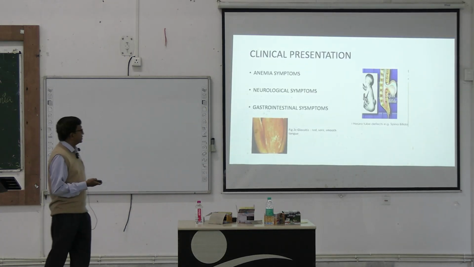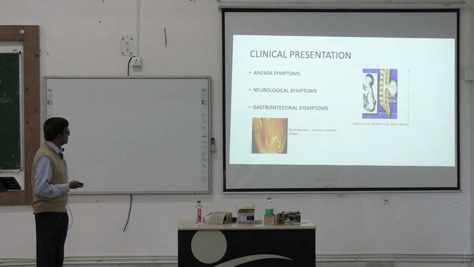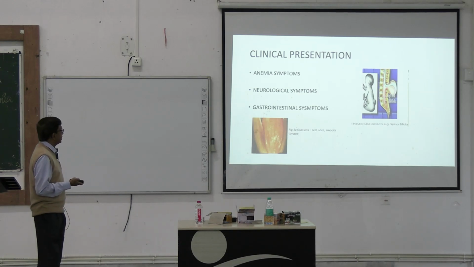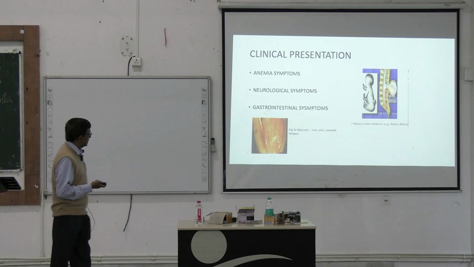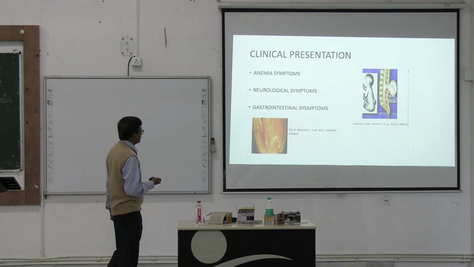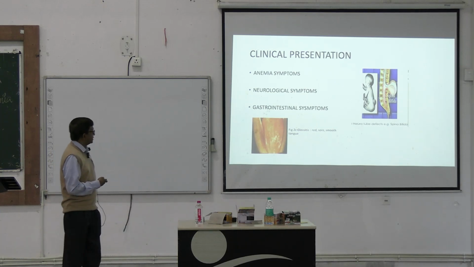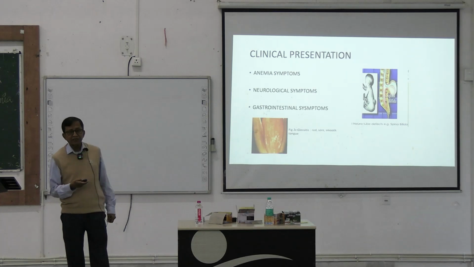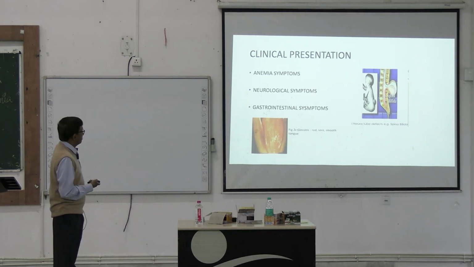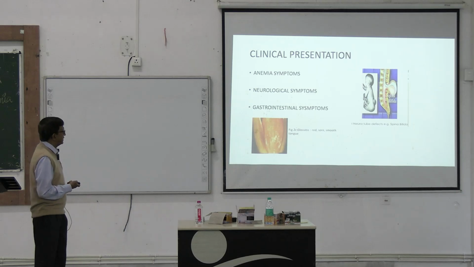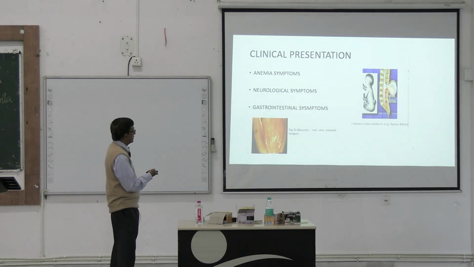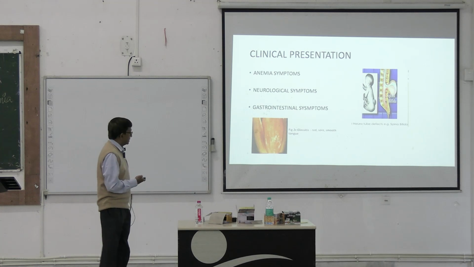Next, clinical presentation. I have already told you the anemia symptoms: the common symptoms, the neurological symptoms, the gastrointestinal symptoms. Gastrointestinal symptoms are glossitis, geographical tongue, or some say beefy tongue, and there may be neural defects, neural tube defects, etc.